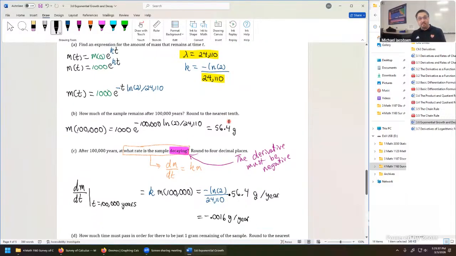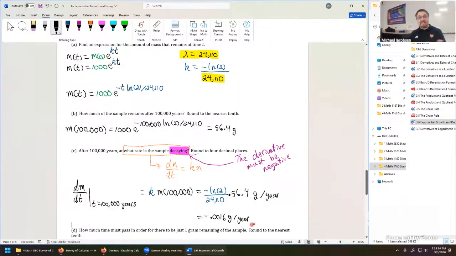There's still a lot left, 56.4 grams, and every year, only that much goes by. Really, still the half-life is relevant. Every additional 24,000 years, this just gets divided by 2. So that's the end of the calculus question. Any questions or comments at all, folks? Getting down to that answer there.